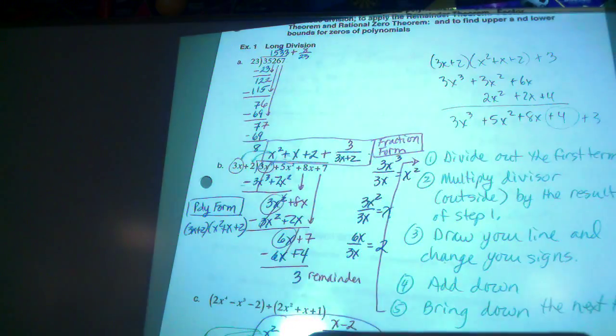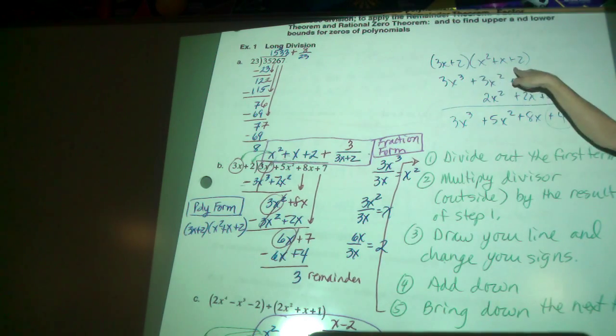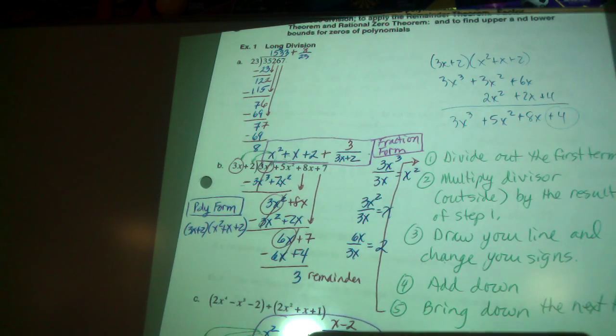I put it on the board. I'm trying to get the white there so that video will pick it up. So if you look at this, I multiplied, take that out for a minute. I multiplied these two together. So all I did was just double distribute, and I ended up adding like terms, and I got this.